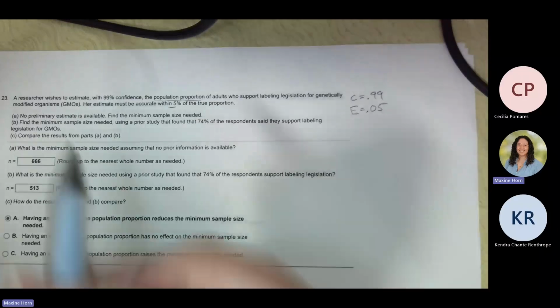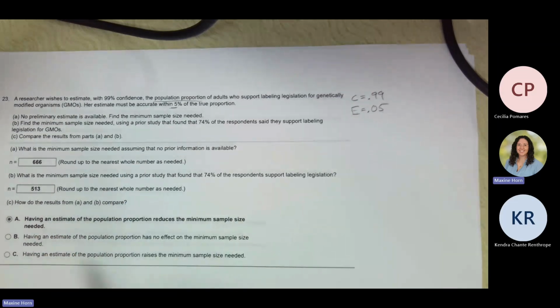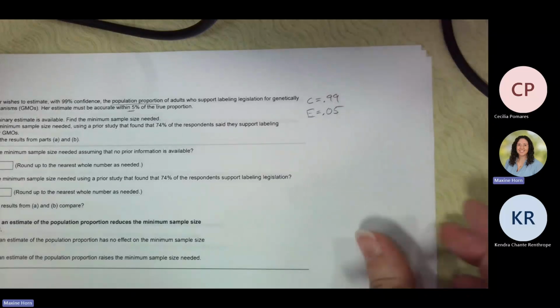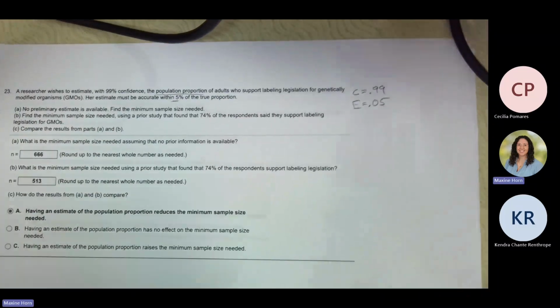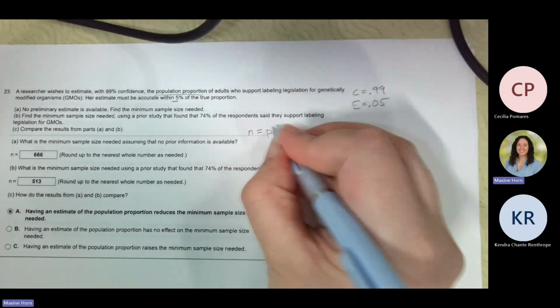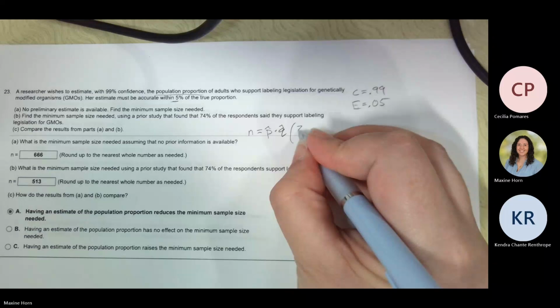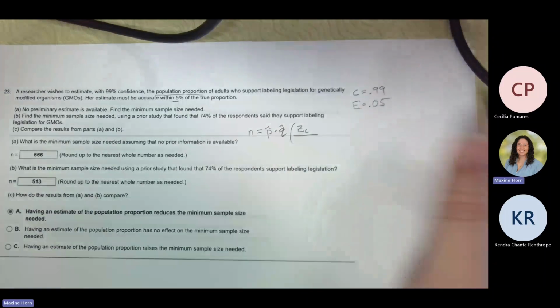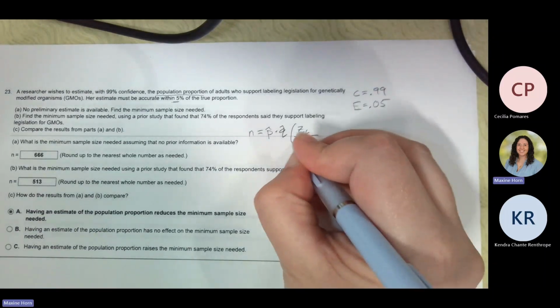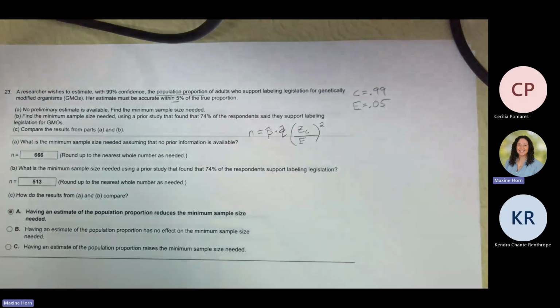All right, so it's telling us we've got several things we're going to do here. So A, no preliminary estimate is available. Find the minimum sample size needed. So again, we have to say, okay, well, what's our formula here? Actually, I've kind of run out of room here. So the formula for our sample size is p hat times q hat. We need the z-score over the error in decimal form, and then we're going to square that, right?